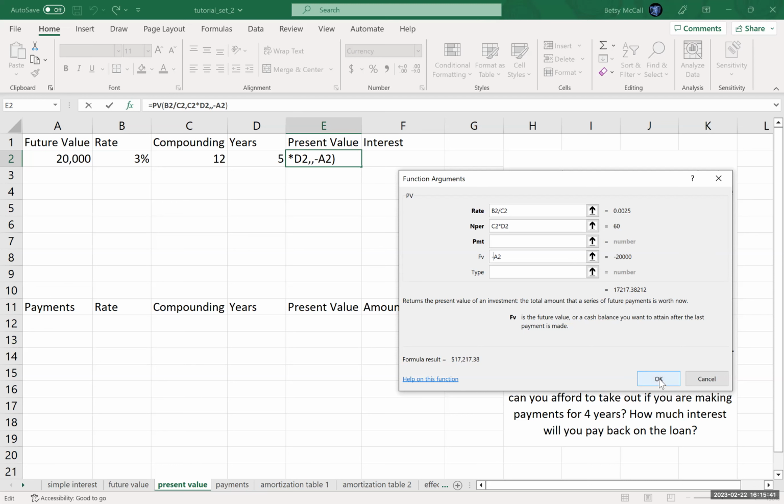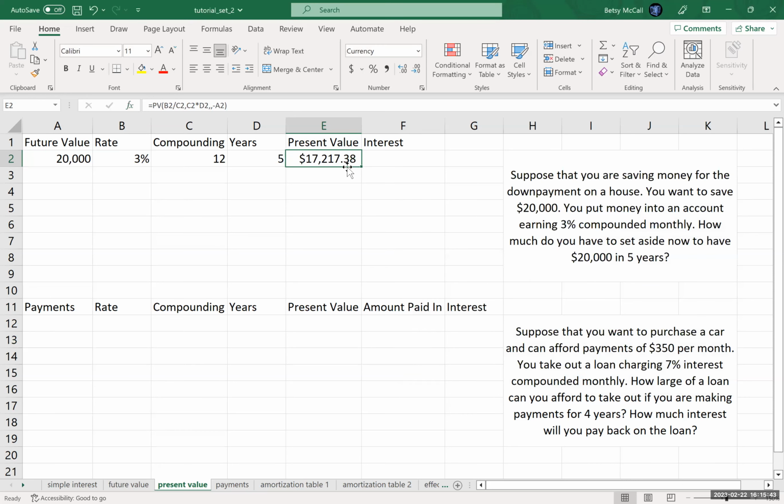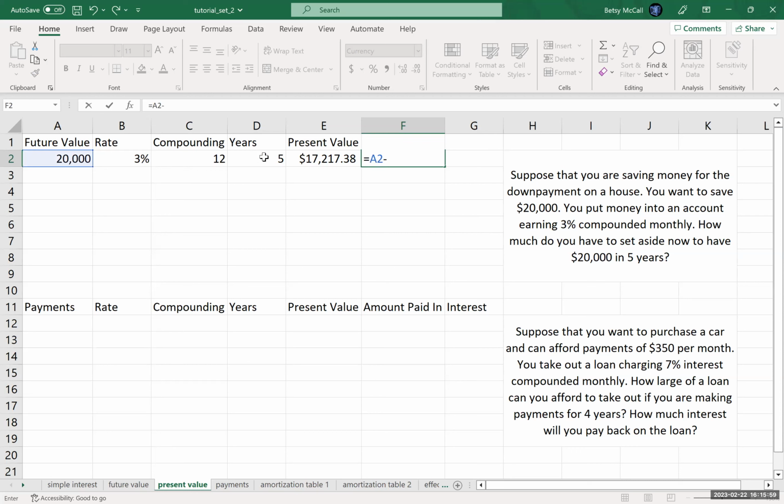And so if we hit OK, now we have our present value: the amount of money we need to set aside right now today in order to accumulate $20,000 in 5 years is $17,217.38. And the interest that we're accumulating is just the difference between the future value and the amount we're setting aside now, so $2,782.62.